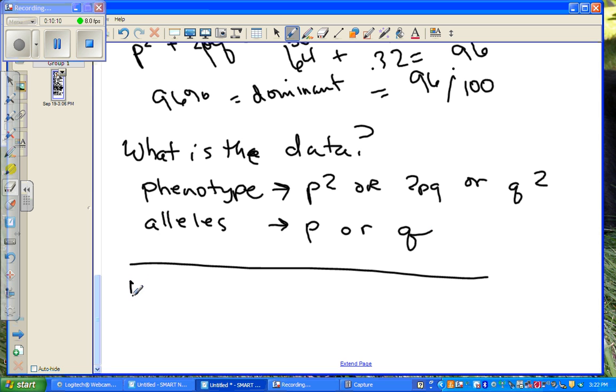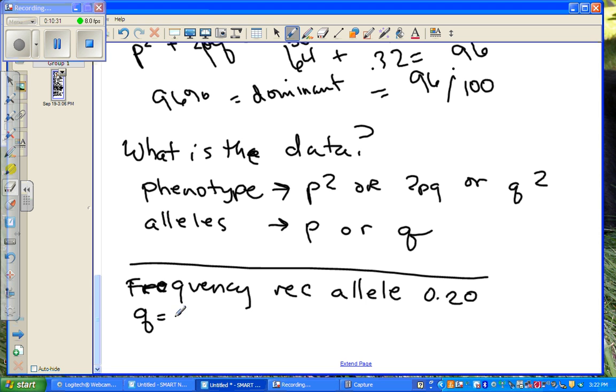If you're told that the frequency of the recessive allele is a particular number, let's say 0.2, then you know right now that you've got a q of 0.2. You can immediately calculate your p and go on with your equation.